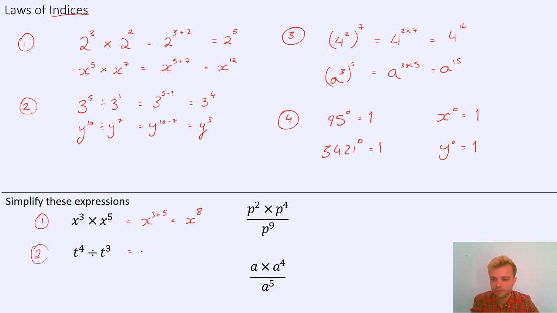This question here is using rule 2 because it's a divide in there. So rule 2 says that if we're dividing, we subtract. So this answer is t to the power of 4 take away 3, which is the same as t to the power of 1, which you'd normally just write as t.